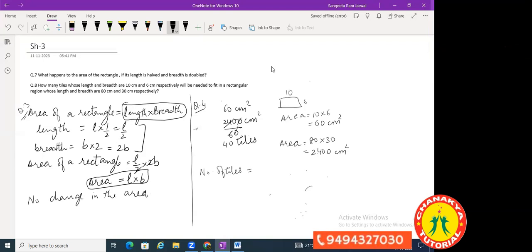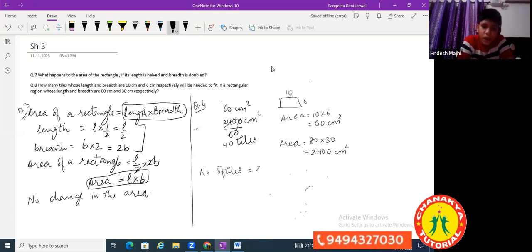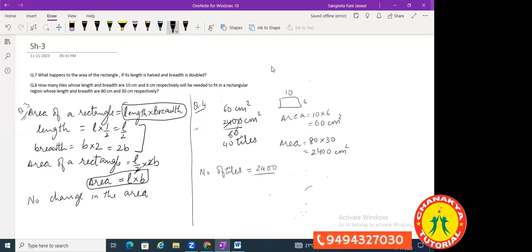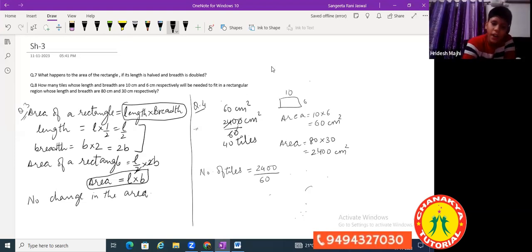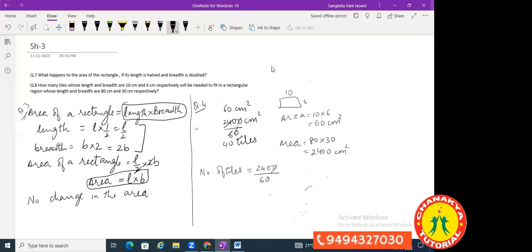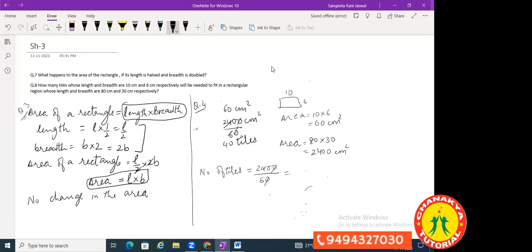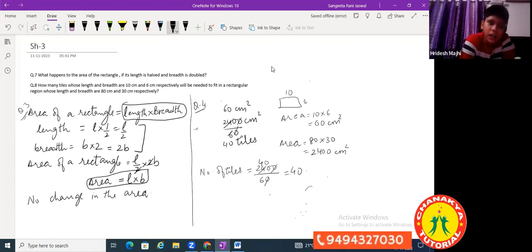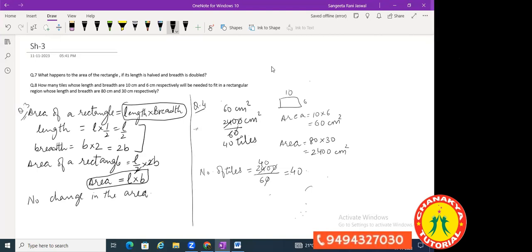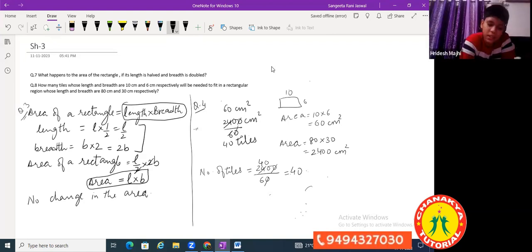Again we have to divide it with 60. Then it's 240 tiles. 2400 divided by 60 to find the number of tiles. We got one 0. 6 divided by 240, and we get 6 threes. Is it 6 threes is 24 only, no? You can divide and see. 240 divided by 6. 6 4s are 24 and you have a 0.